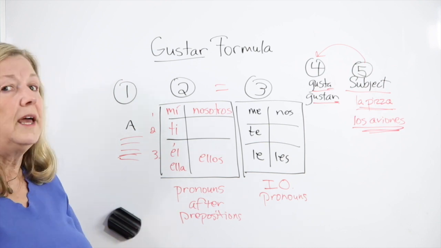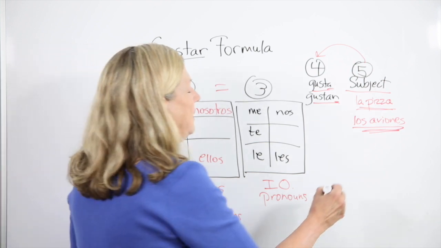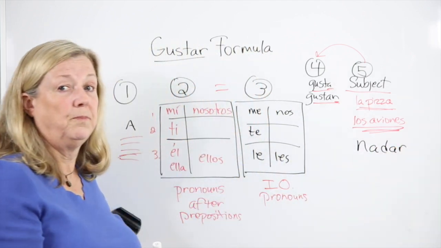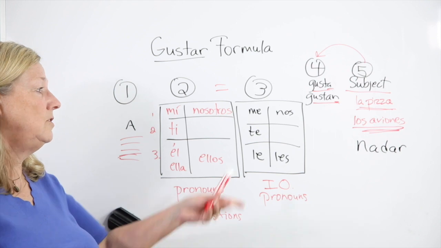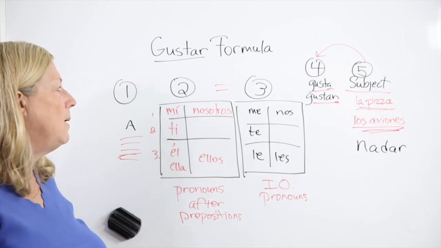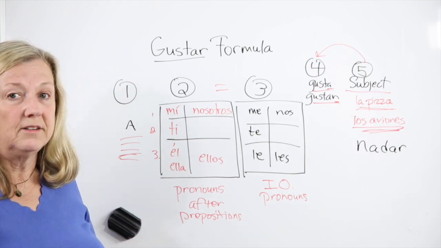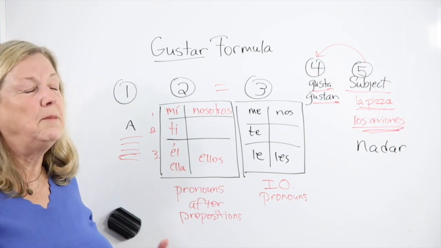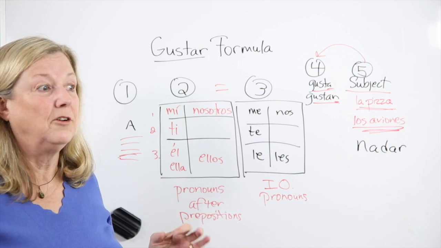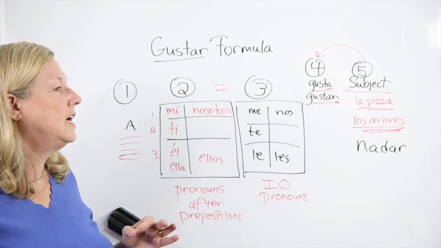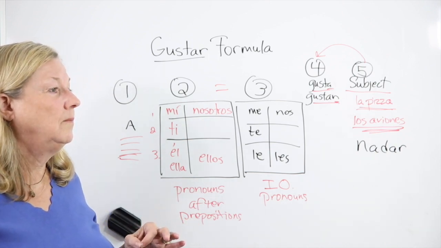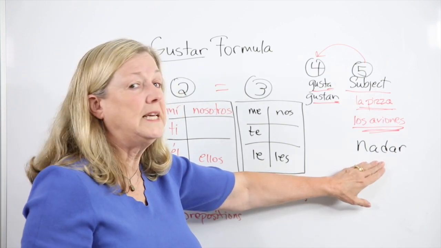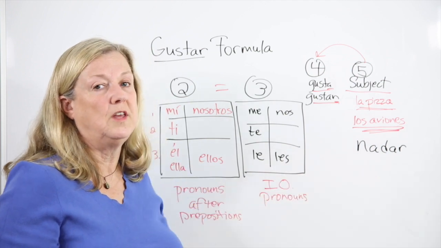Now, what if the thing that you liked was a verb? Then you can just use an infinitive in that case. A mí me gusta nadar. A mí me gusta escribir. A mí me gusta comprar. Ir de compras. A mí me gusta tomar el sol. So if the thing that's pleasing is a verb, then you use the infinitive.